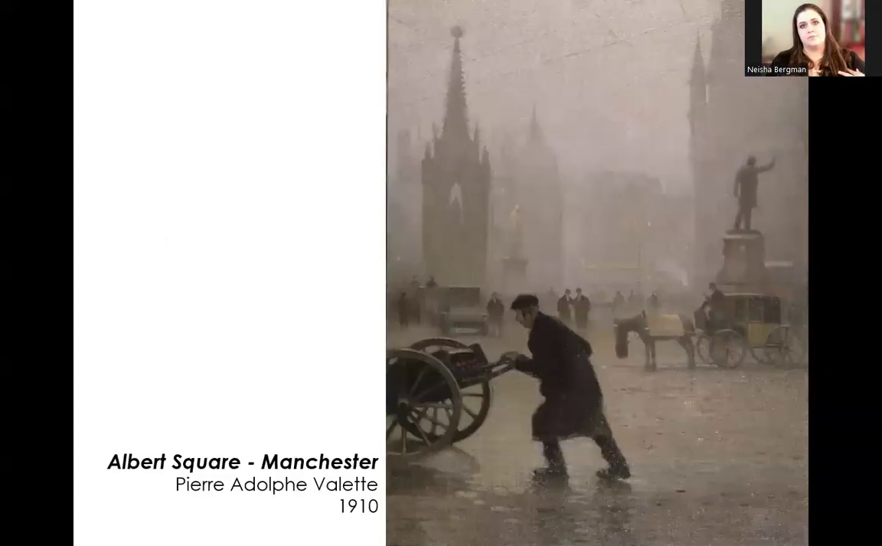Here is a painted example. Okay. This is Manchester Square. No, the horse's face is not that long.